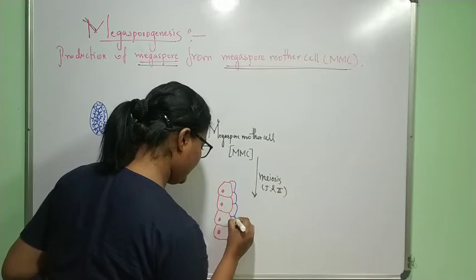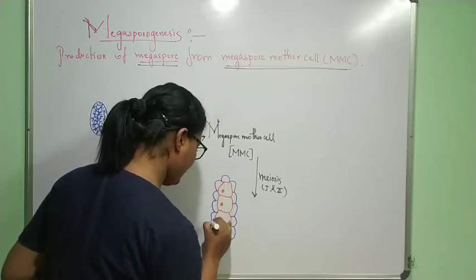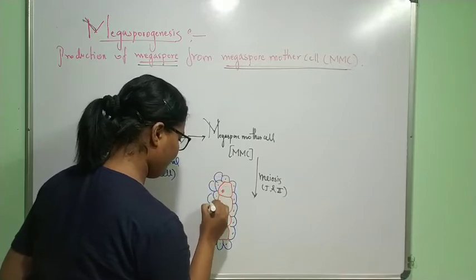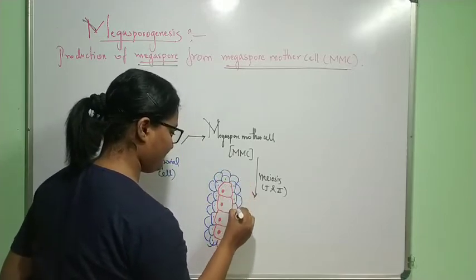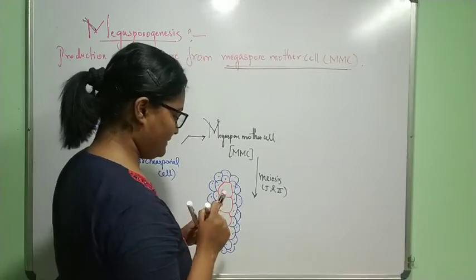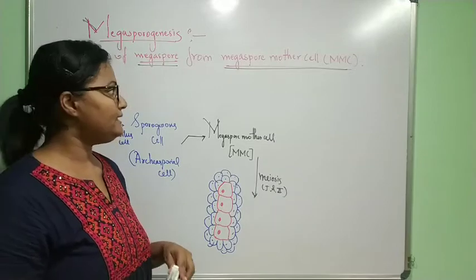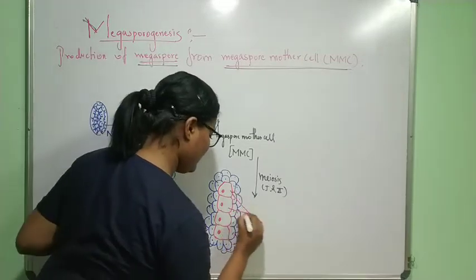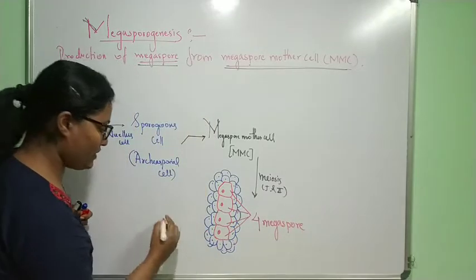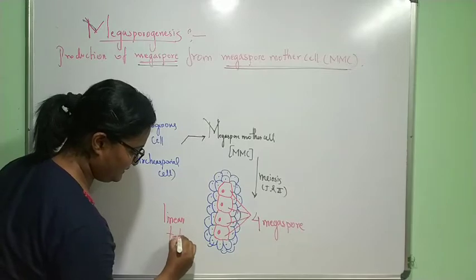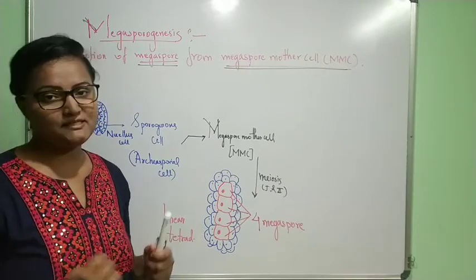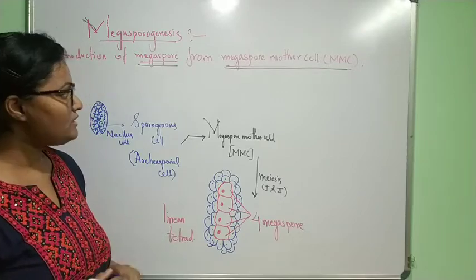So I will draw the nucellus portion. Okay, so this is the nucellus. Within the nucellus there will be production of 4 megaspores. They are arranged in a linear form and they are 4 together, hence it is called a tetrad. So this is megasporogenesis.